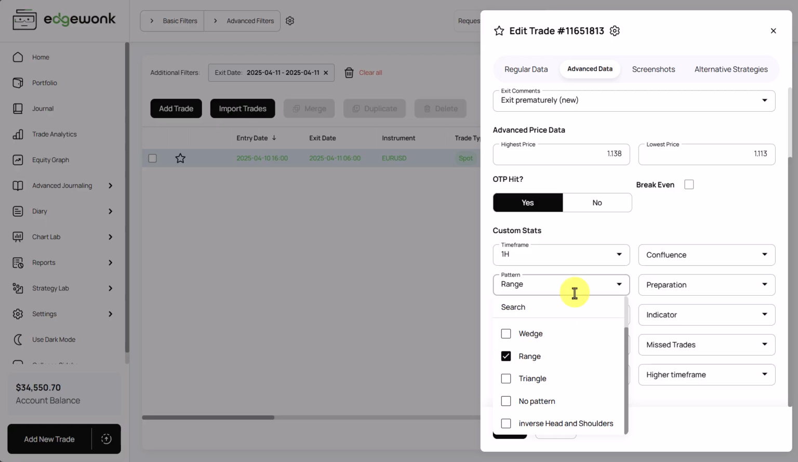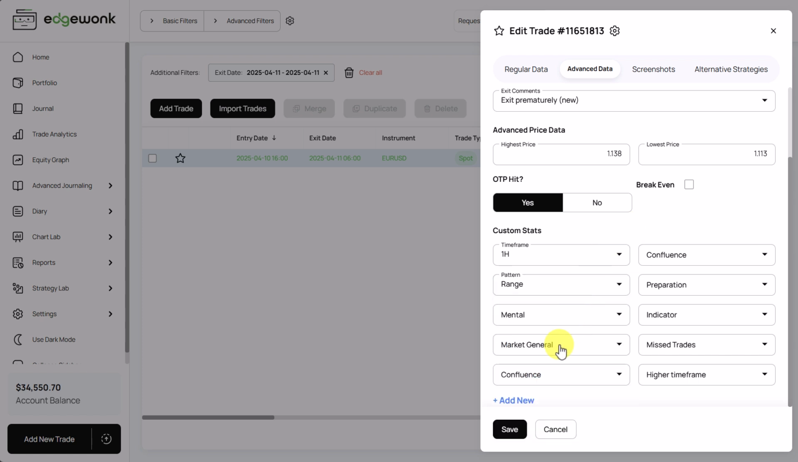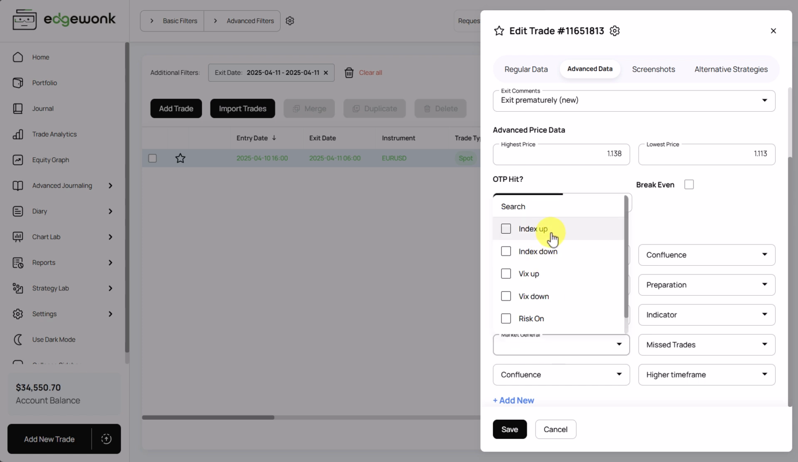We can use that here for this trade. It's also really helpful to keep track of the general market so that we can analyze later how market trends, market momentum and volatility impact our trading behavior. So what we have, for example, is index up and index down. It's really helpful for stock traders in particular to know if your trades are working out when the market is up, if longs are working better in that case, or if you see any other interesting correlations.